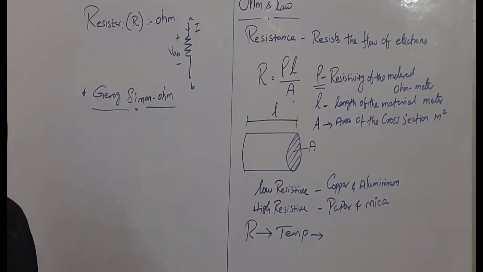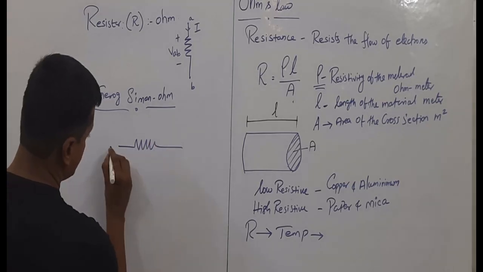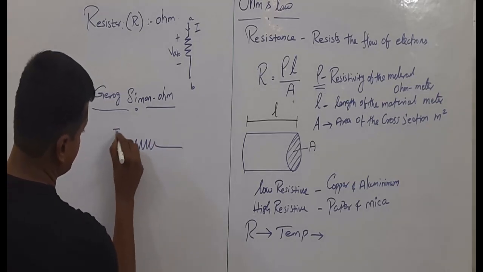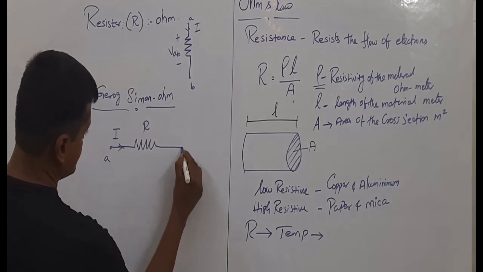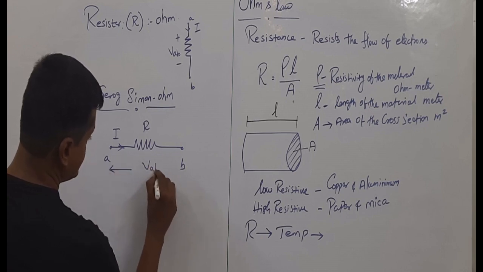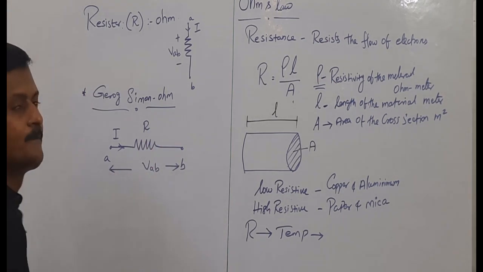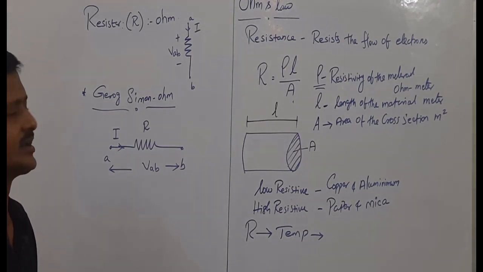He wants to know the relationship between current and voltage in the resistor. So he conducts an experiment and develops a law, that law is called Ohm's law. He wants to analyze the current flowing through the resistor with respect to the voltage across the resistor. So that is called Ohm's law.